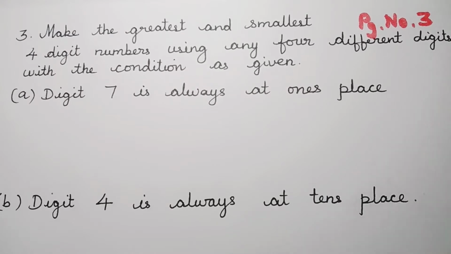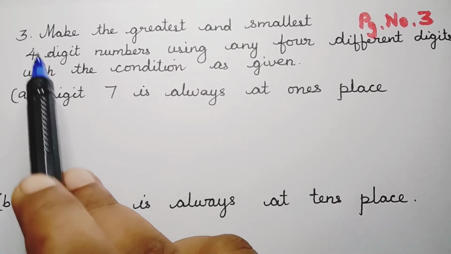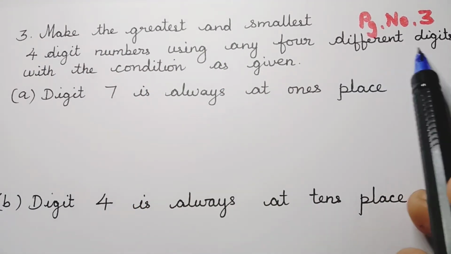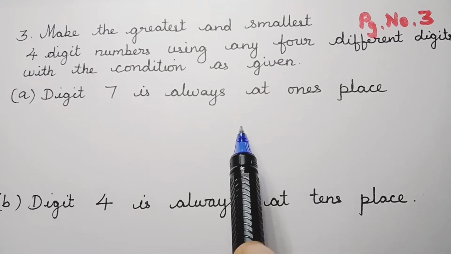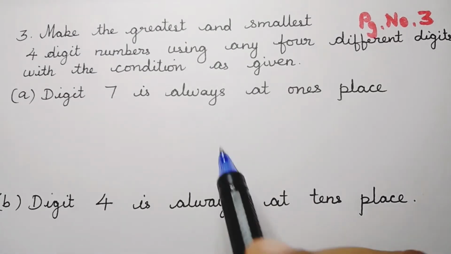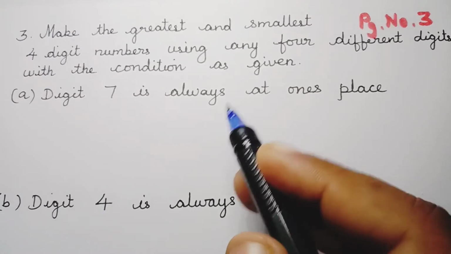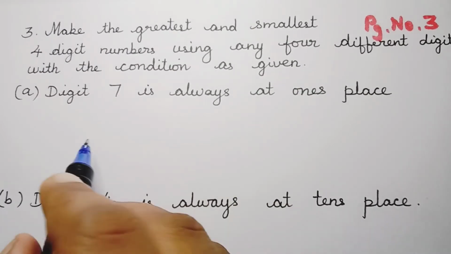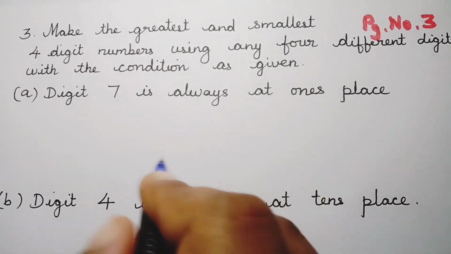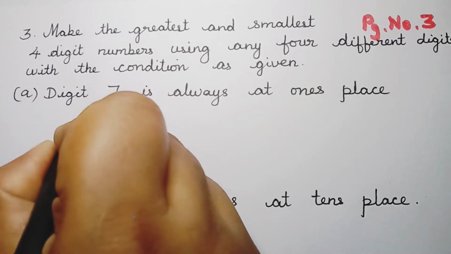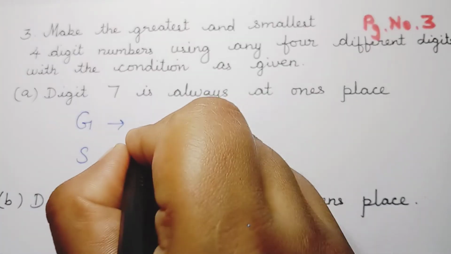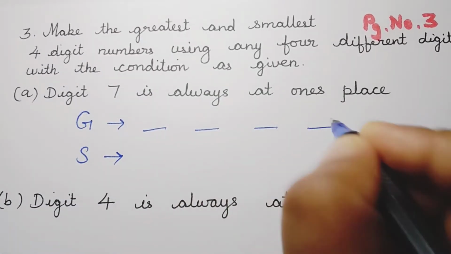So the next question is page number 3, question number 3. Make the greatest and smallest 4-digit numbers using any 4 different digits with the condition as given. The options are not given, so we have to write our own numbers. Greatest and smallest 4-digit numbers, and the condition is given. Let's see what the question is first. Digit 7 is always at the ones place. First we will write out what we have to find: the greatest number and the smallest number. Both are 4 digits, so 1, 2, 3, 4 digits.